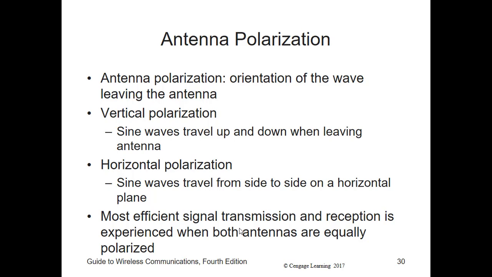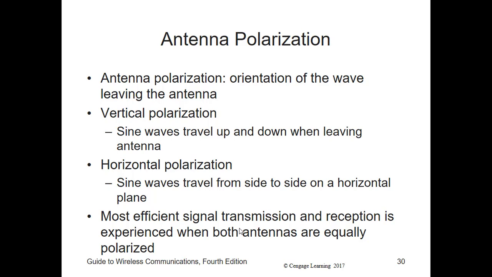And if you're lying down when talking on your cell phone, the signal leaving the antenna is horizontally polarized, which means the sine waves travel from side to side on a horizontal plane. Cell tower antennas are mounted vertically and send out signals that are vertically polarized. Antenna polarization is important because the most efficient signal transmission and reception is experienced when the sending and receiving antennas are equally polarized. That is, they're both either vertically or horizontally polarized.